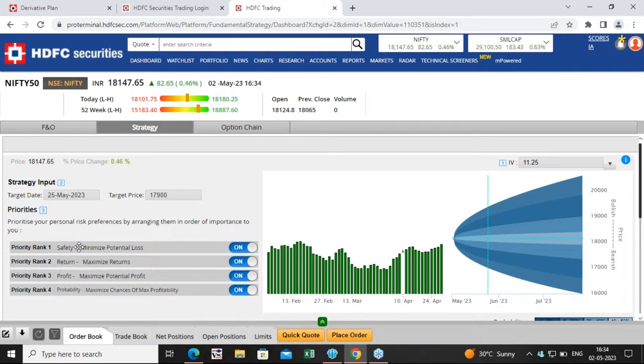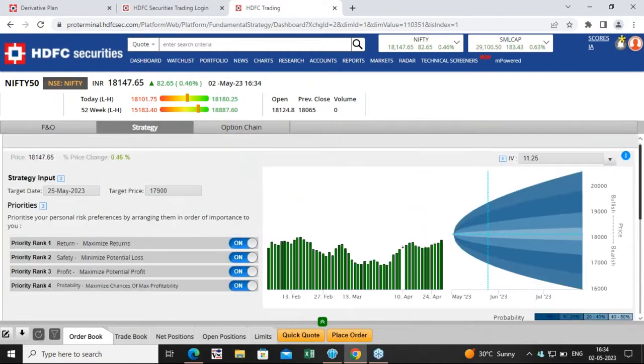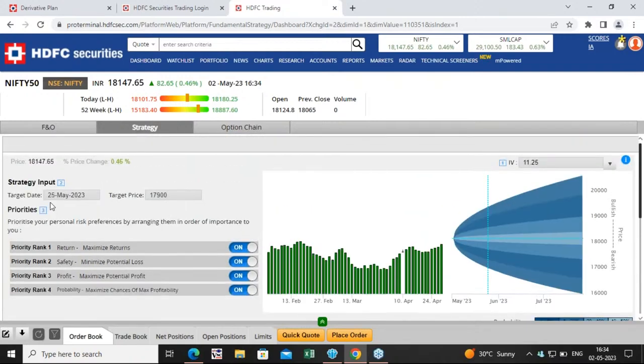Right now it's giving the row wise order: safety, return, profit, probability. If you want to customize your priority, you can just drag it with the mouse into the first priority rank. Like mujhe returns jyada chahiye, so I will drag return first, second would be my safety, third is profit, and fourth is probability. So all I have done is I have selected a date, 25th May, and my target price is 17,900.